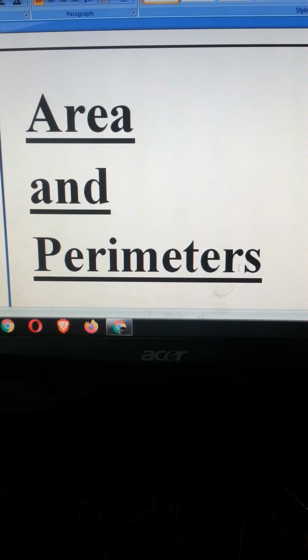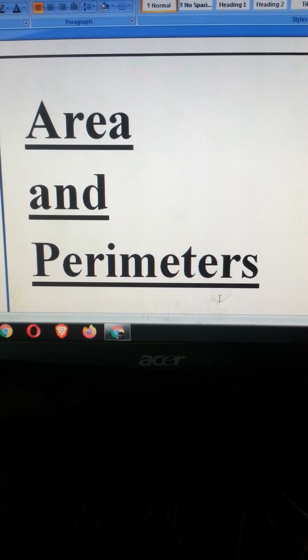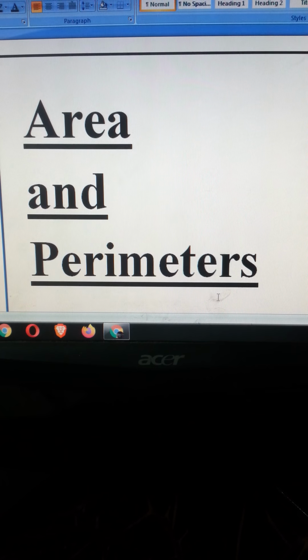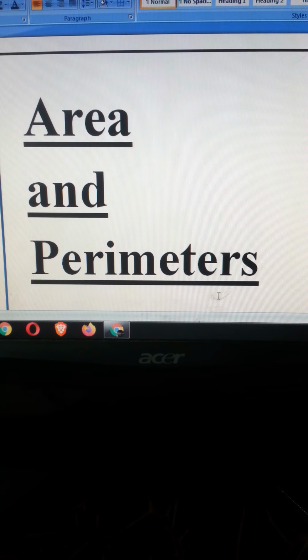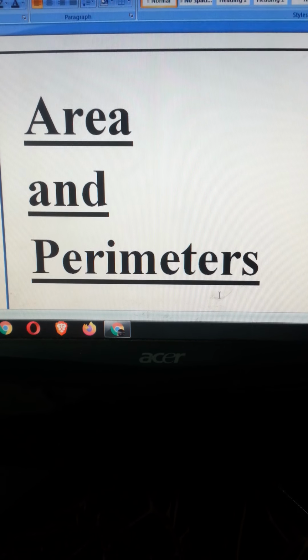Now let's discuss perimeters. What are perimeters? Well, perimeters are the outer boundary of any shape. Like if you just cycle around a garden, then you are just covering the perimeter. But if you are running inside any park, that means you are covering its area. That's the difference.